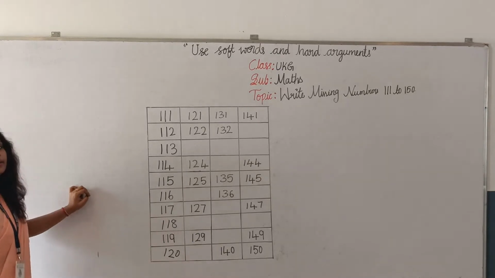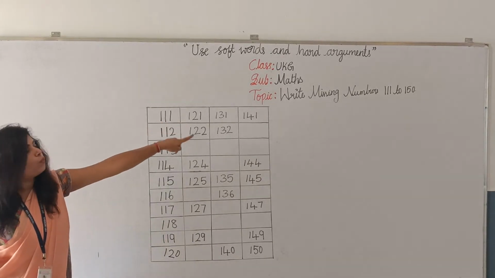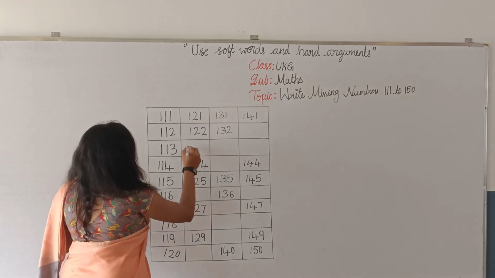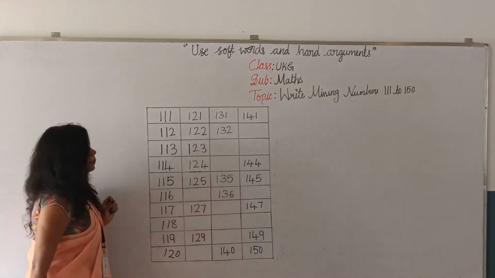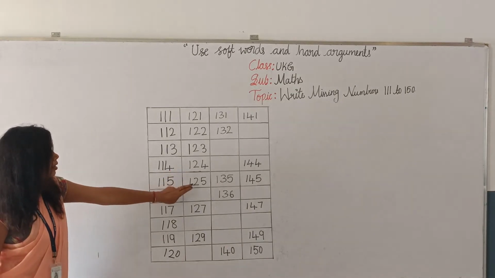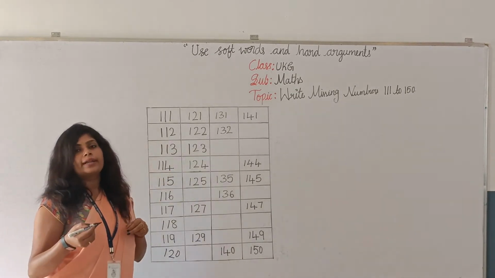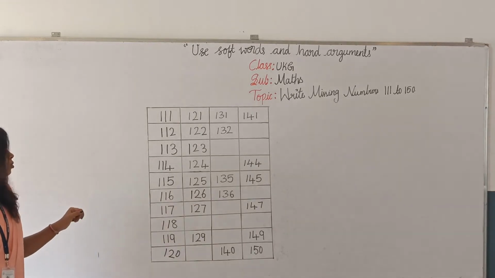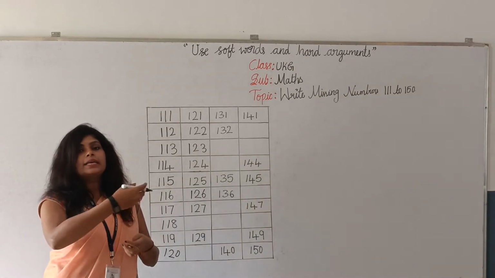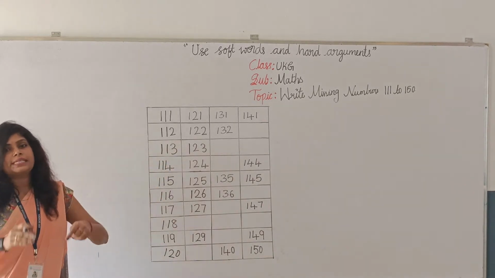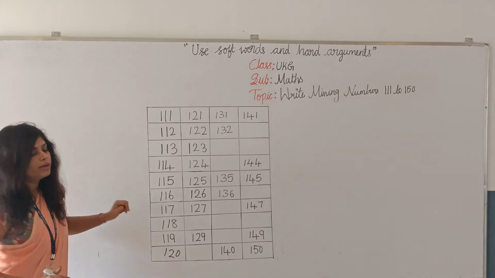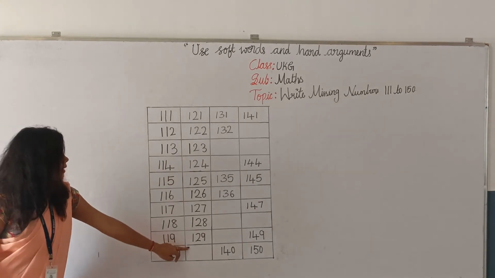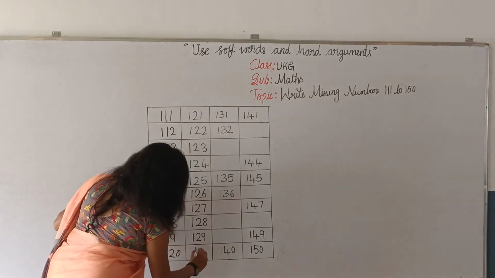Okay. Next will be 121, 122. What comes after 122? 123. Okay. 124, 125. What comes after 125? 126. Okay, children? Then 127 has been given. We should find out the next missing number. So, which number is missing here? 128. Okay? Next, 129. Then, 130.